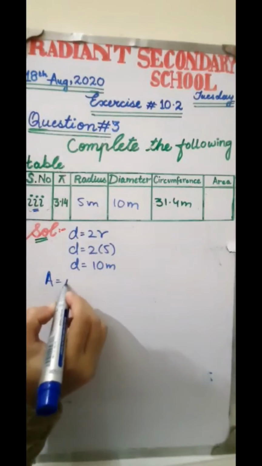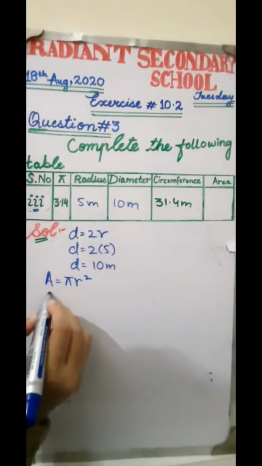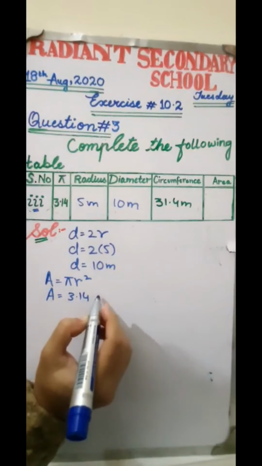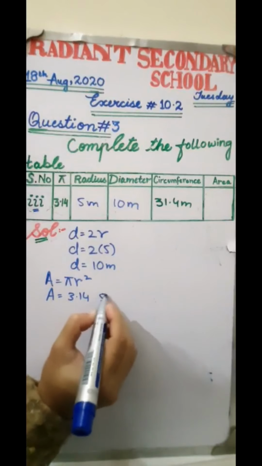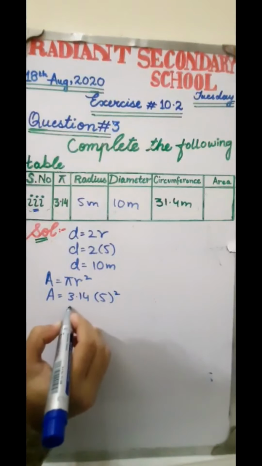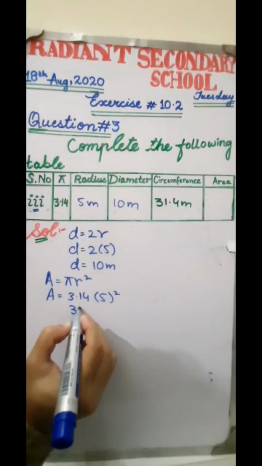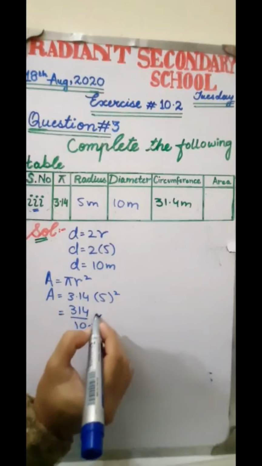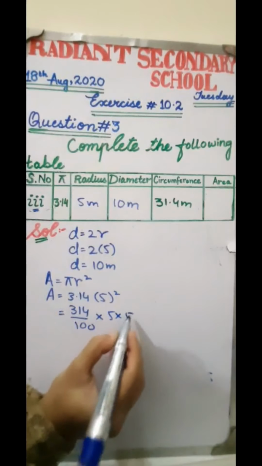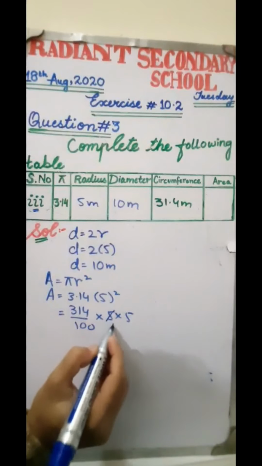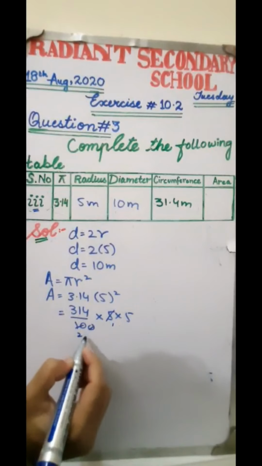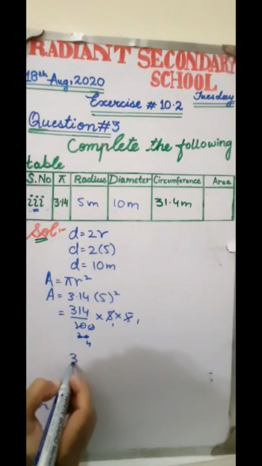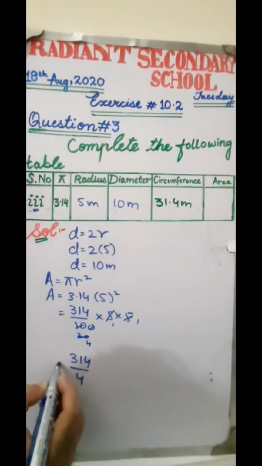Area is equals to pi r square. Area is equals to pi is 3.14, R square means 5 square. Now remove this decimal, it will become 314 over 100. 5 square you have to write 5 multiply by 5. Now cut this, 5 ones are 5, 5 twos are 10 and 0. 5 ones are 5, 5 fours are 20. 314 over 4.